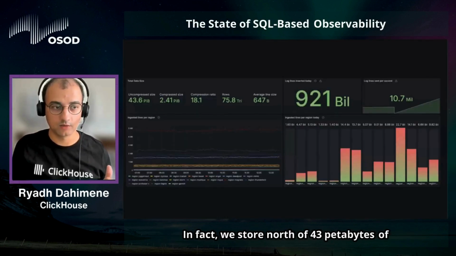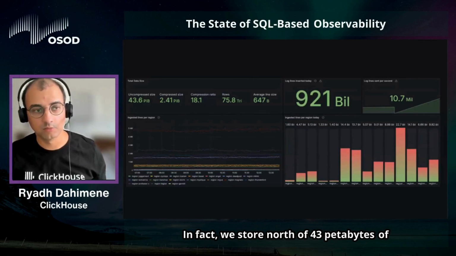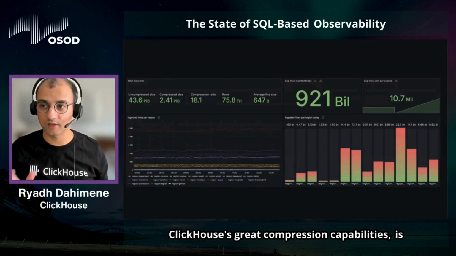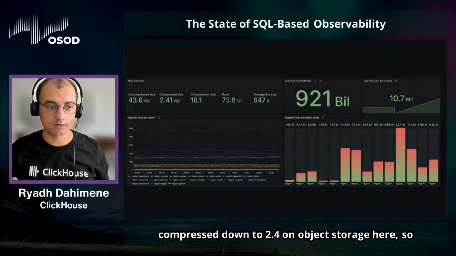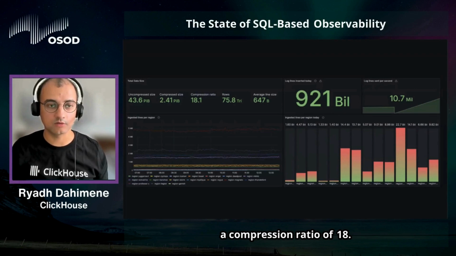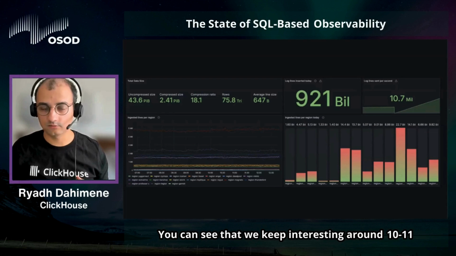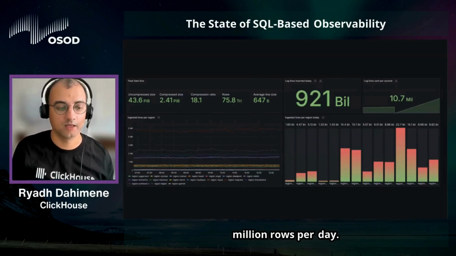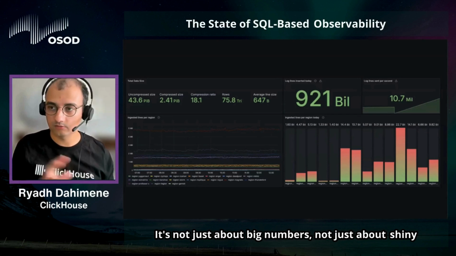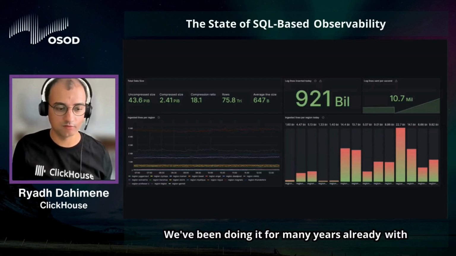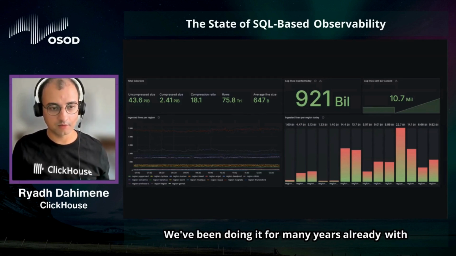In fact, we store north of 43 petabytes of uncompressed data in there, which, thanks to ClickHouse's great compression capabilities, is compressed down to 2.4 on object storage here, so a compression ratio of 18. And you can see that we keep ingesting around 10 to 11 million rows per day. So it's not just about big numbers, not just about shiny numbers. It's really about using a very standard way of solving data problems. And we've been doing it for many, many years already with SQL.